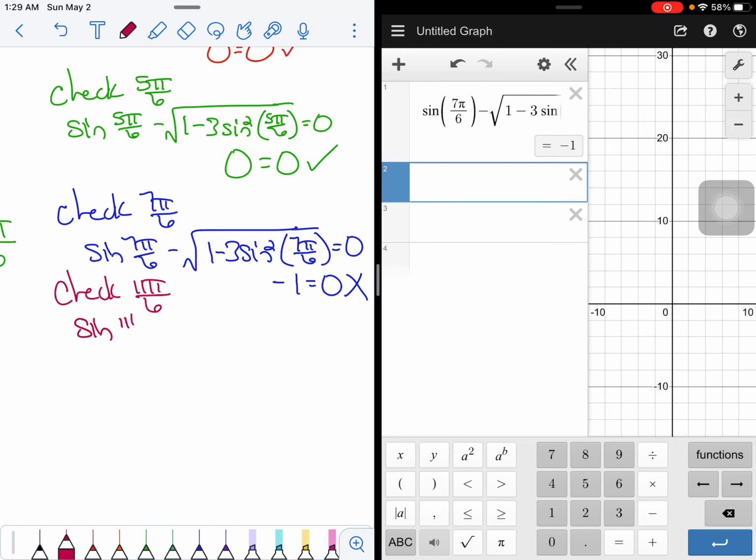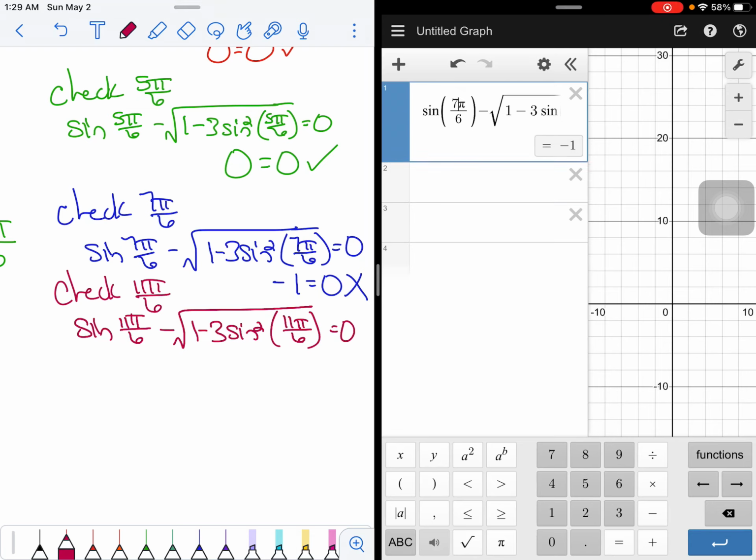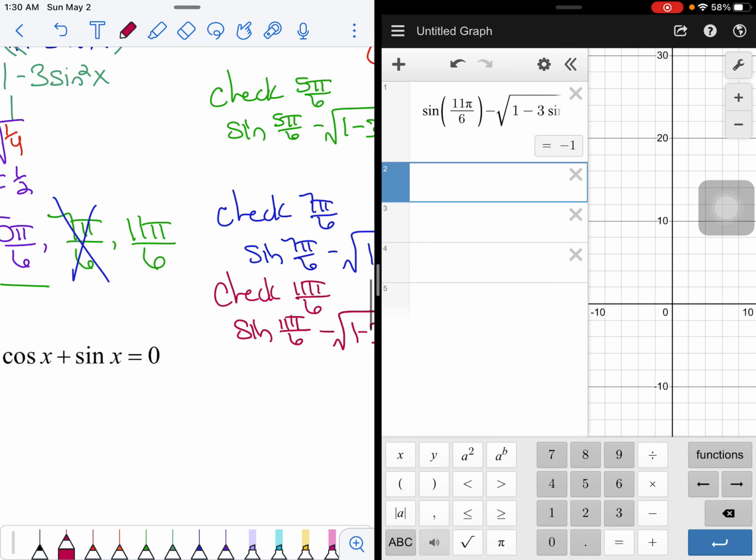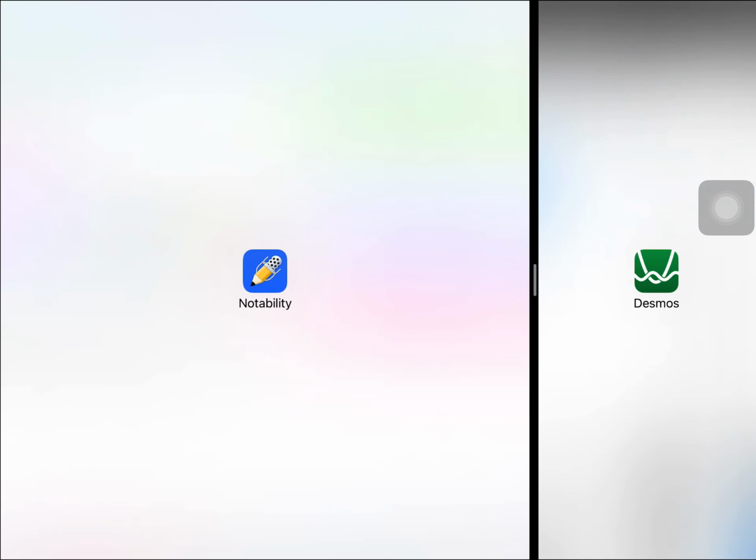And again, same thing here. So sine 11 pi over 6 minus the big old square root. And I never write that square root large enough. Oh, but of course this time I did. Equals 0. I'm going to keep going back to that original problem I was writing there. There's 11 pi over 6. And let me scroll to the right. There's another 11 pi over 6. And I keep getting this answer of -1 is equal to 0. I know that's not true. So that tells me that 11 pi over 6 is also an extraneous solution.